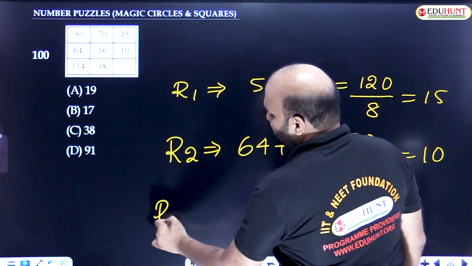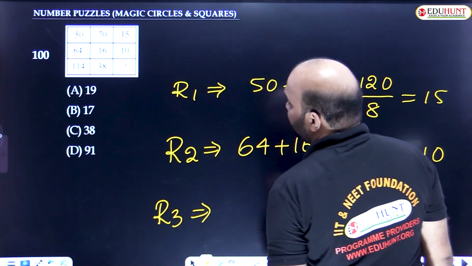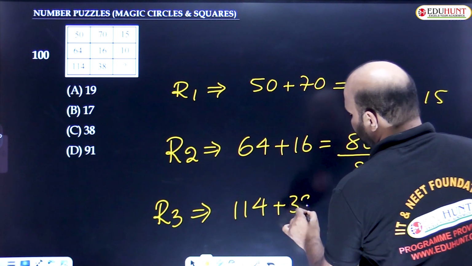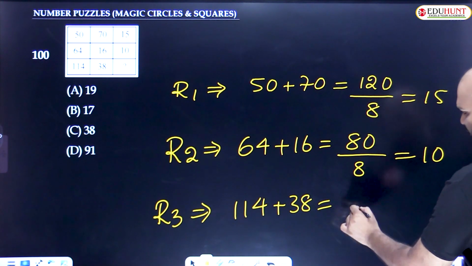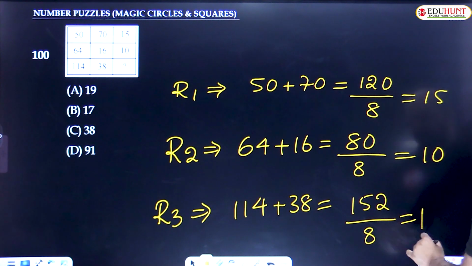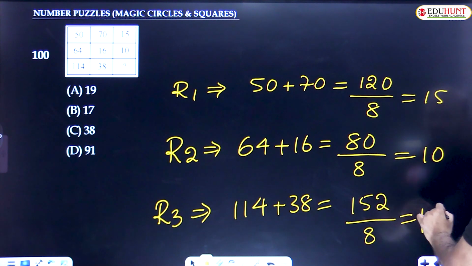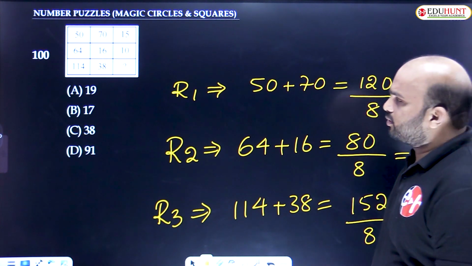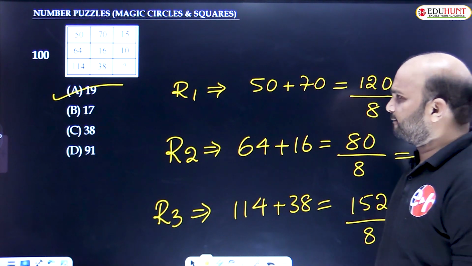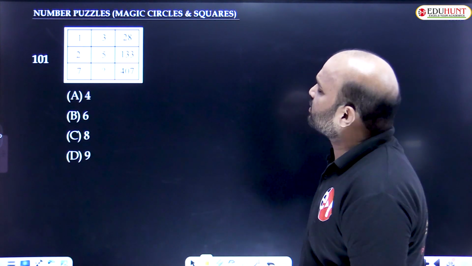The same logic applies to row 3. The sum of the first two numbers, 114 plus 38, is 152. It is divided by 8. 8 ones are 8, remainder 7, 2, 8 nines are 72, 19. So option A is the required answer. What should come in the place of the question mark? 19. Have a look at question number 101.